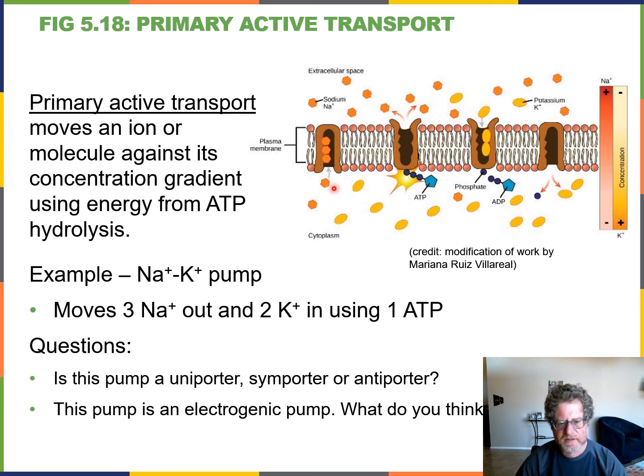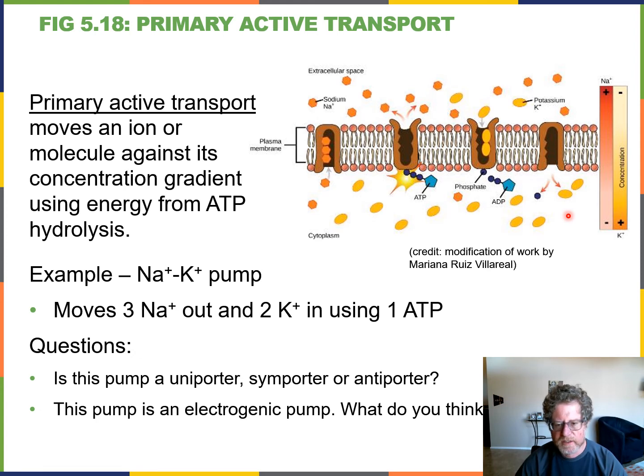Kind of think of these as being sort of stop motion. So here are 3 sodium ions binding to the protein. Now ATP comes along, and ATP uses its energy to change the shape of the protein, and the 3 sodium ions are released outside of the cell. The 2 potassium ions bind, and then the ATP hydrolyzes, and the protein changes shape again, and then the 2 potassium ions are released inside the cell.